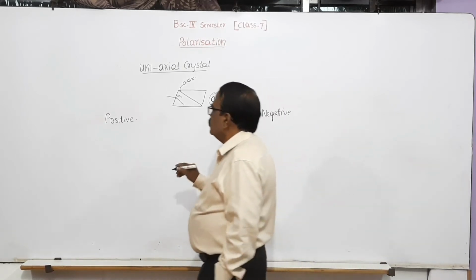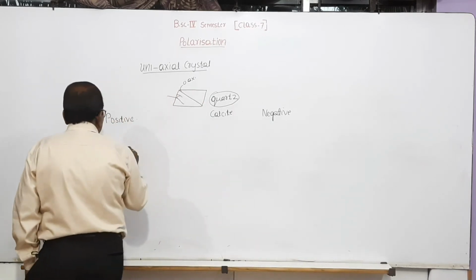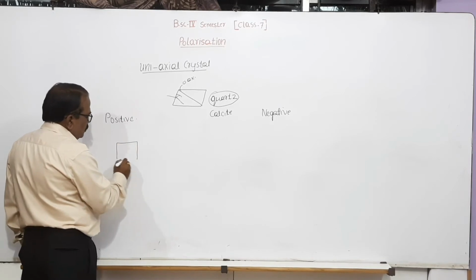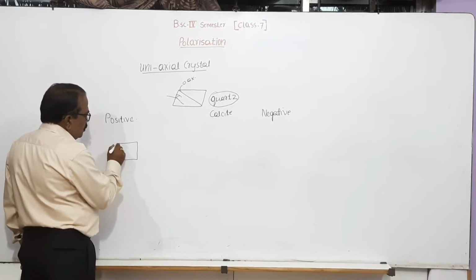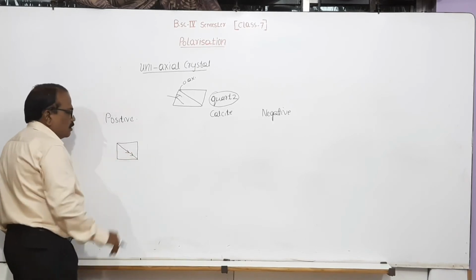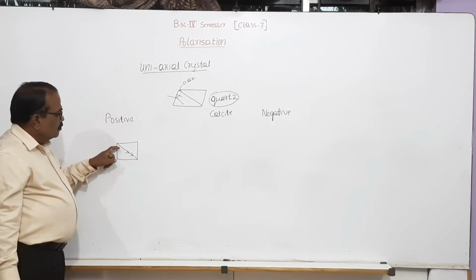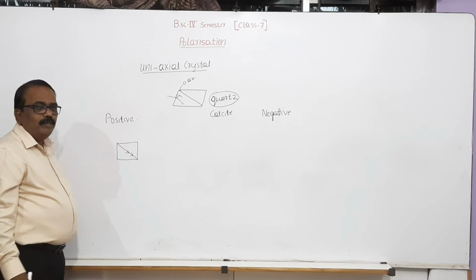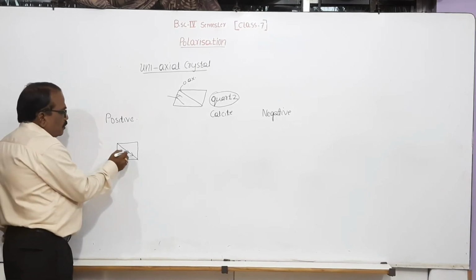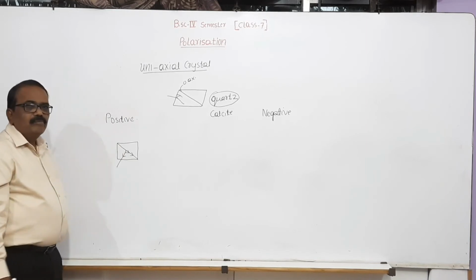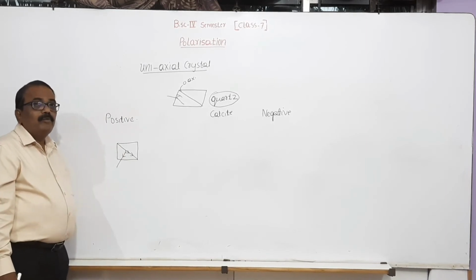Then in the positive crystal, the maximum velocity of the extraordinary ray is along the optic axis. So along the optic axis, the extraordinary ray travels with the maximum speed. Perpendicular to the direction of the optic axis, it travels with the minimum speed.